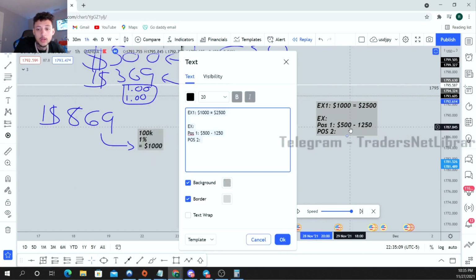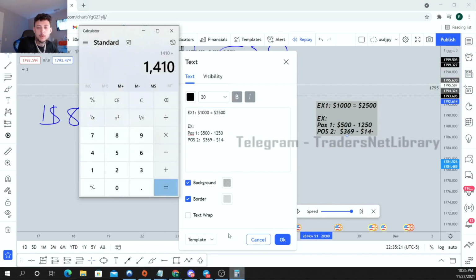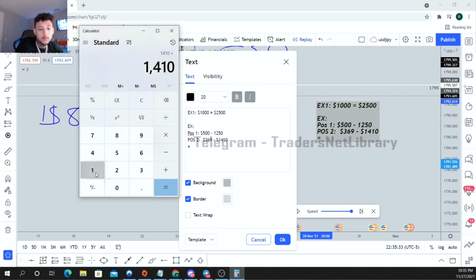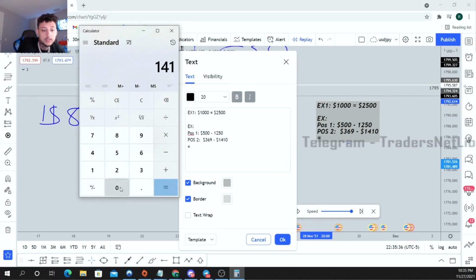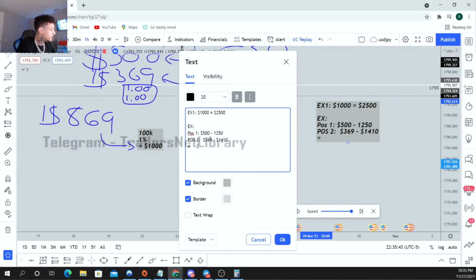So we have a smaller risk here of $369 for a potential reward of $1,410. So now what we're going to do is add both of our potential rewards, giving us $1,410 plus $1,250, which is $2,660.